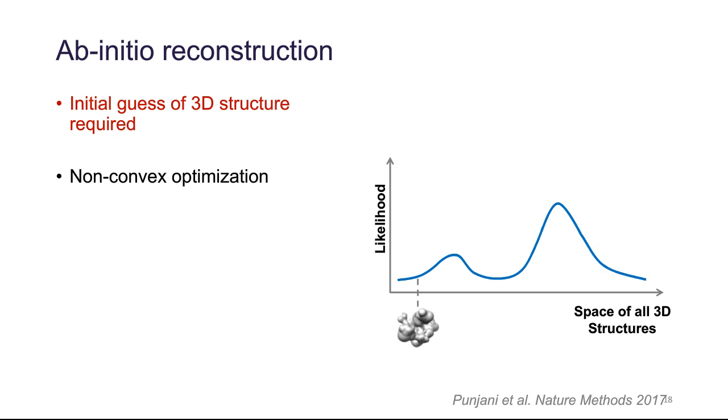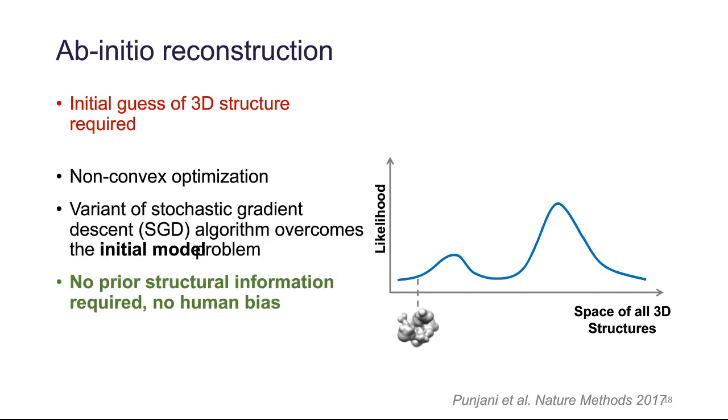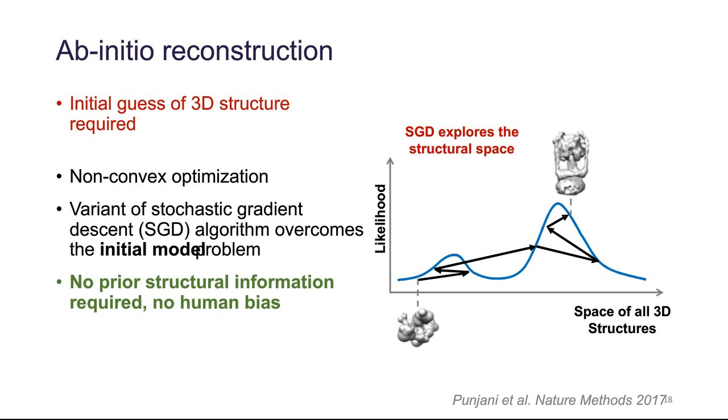Luckily, it turns out that this problem is solvable with a special type of algorithm, first developed by the Structura team and implemented in CryoSPARC. The algorithm, a type of stochastic optimization, can effectively explore the space of 3D structures while optimizing the likelihood, and recover the correct 3D structure from a randomly generated incorrect initialization. This is key because it allows cryo-EM to be successfully used without human bias and without prior structural knowledge on new classes of proteins.